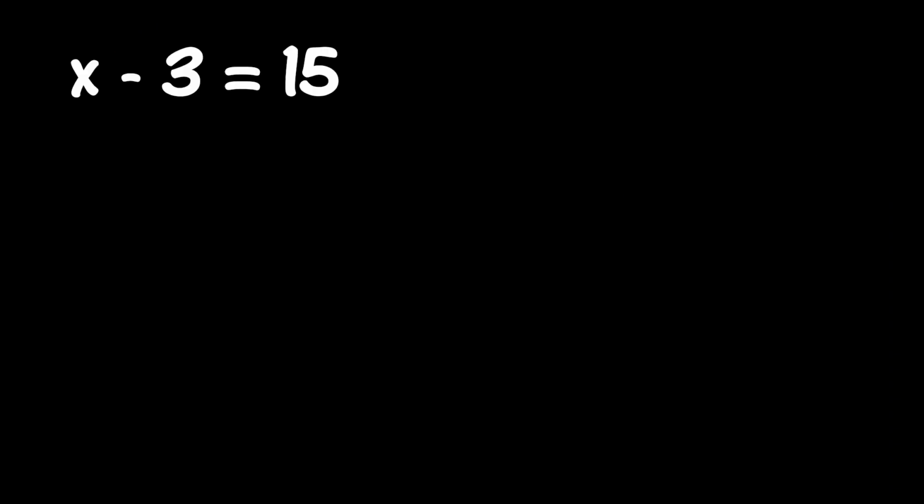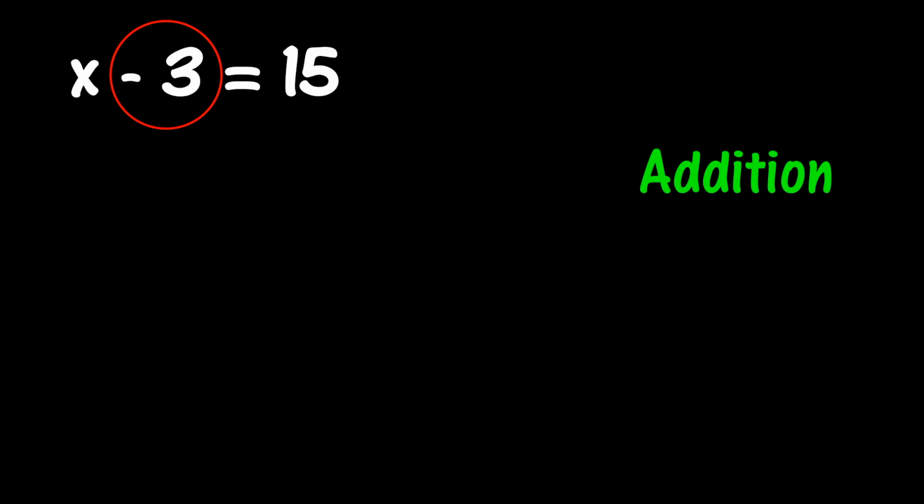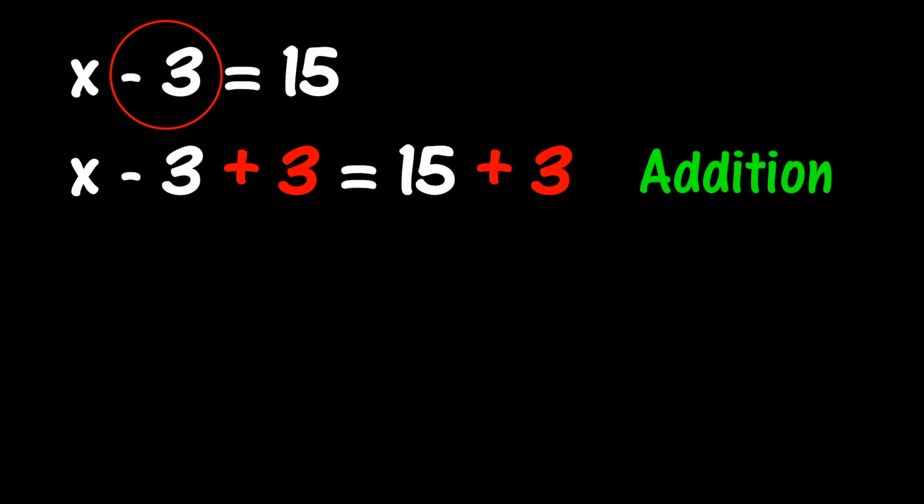Here we have x minus 3 equals 15. This is similar to the last equation, but instead of adding a value to x, we are subtracting a value from x. To get x alone, we must remove the minus 3 from the left-hand side of the equation. The opposite of subtraction is addition. So, to remove the minus 3, we must add a 3. Remember, we need to do this to both sides of the equation. Doing so leaves us with the equation x minus 3 plus 3 equals 15 plus 3.